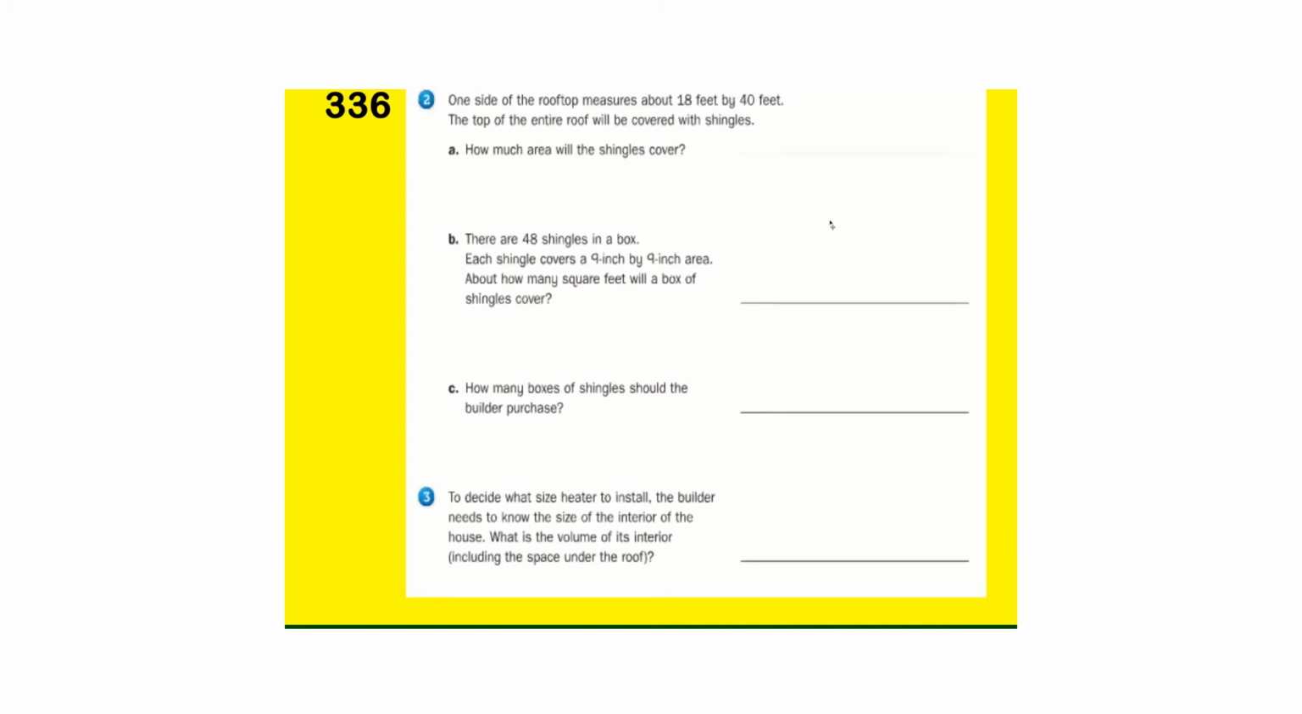Okay, so one side of the rooftop measures about 18 by 40. The top of the entire roof will be covered with shingles. How much area will be needed for the shingles? And then part B, they're talking about the shingles again. There's 48 shingles in a box. Each shingle covers a 9" by 9". Okay, we're talking about feet before. So how many square feet will a box of shingles cover? And how many boxes are they going to need? Okay, so pause and try those, A, B, and C.